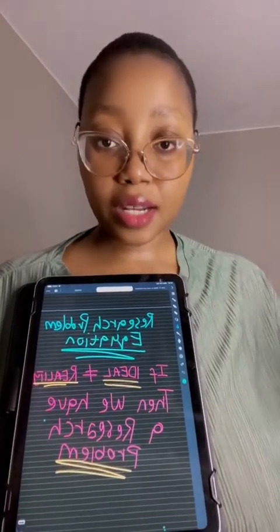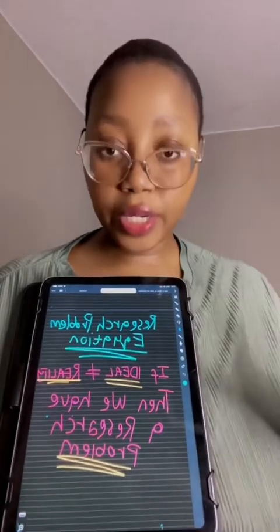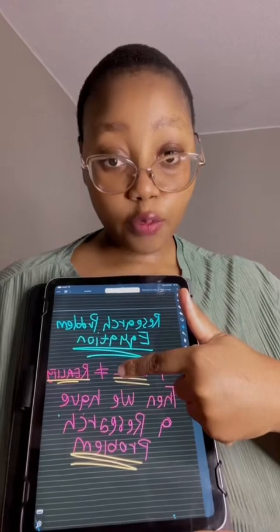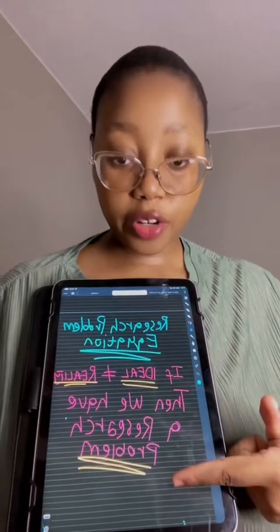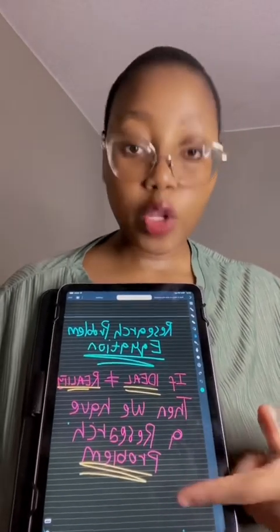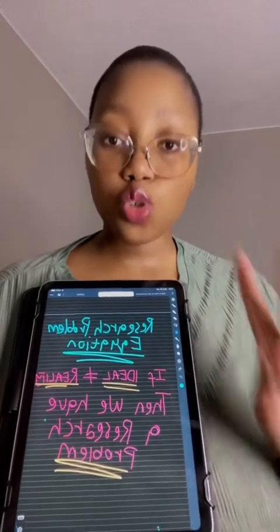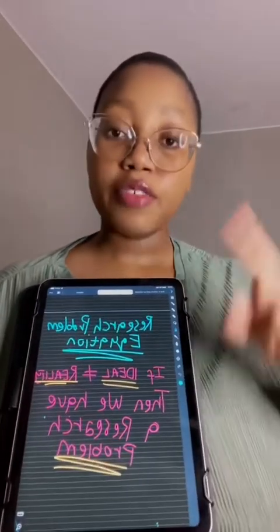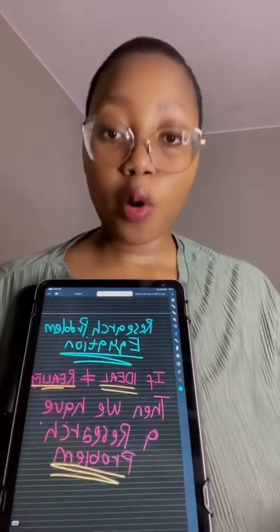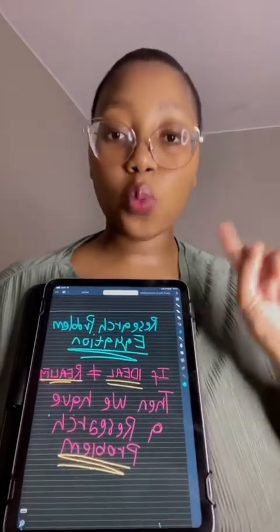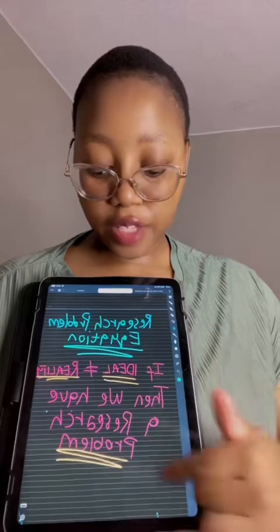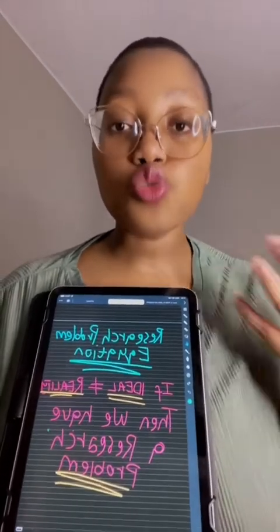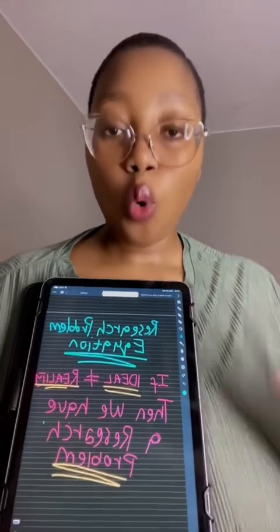If you write it in three paragraphs, this is how you're going to put it. The first paragraph will be the ideal, the second paragraph will be the reality, and the third paragraph will be the research problem. Or you can resort to writing it in two paragraphs, meaning that paragraph number 1 will be ideal plus reality, paragraph number 2 will be the research problem. Or you can resort to just writing it in one paragraph, meaning that all of these points will be in just one paragraph.